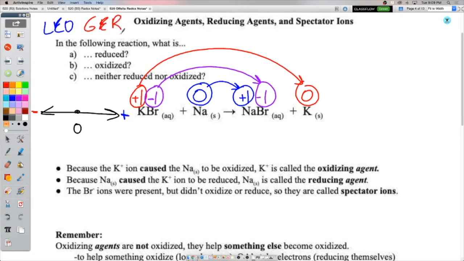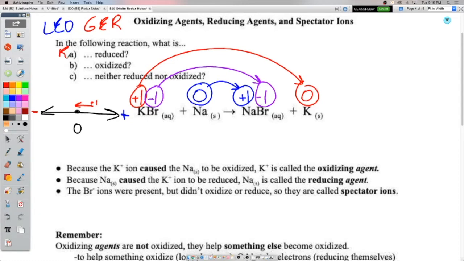Okay, so potassium here went from +1 to 0, so it went towards the negatives. It got more negative. It gained electrons. Reduction. So what got reduced? Potassium. Maybe I'll write it to the side just because I'm going to run out of room there. Okay, what got oxidized?